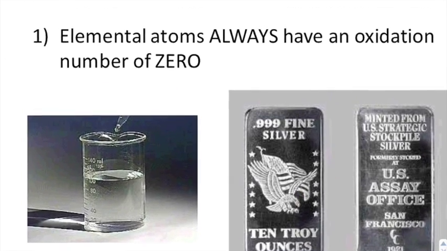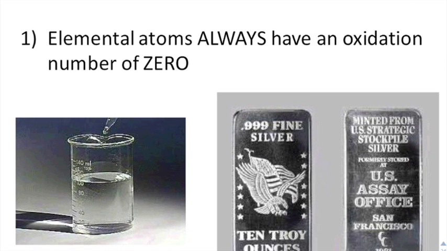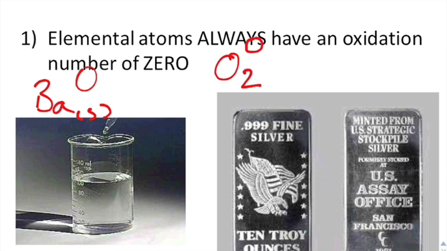Okay, whenever you assign oxidation numbers, there's a couple of rules that you have, and the first one is that elemental atoms are always 0. Now, elemental atoms mean if I have like barium by itself, and it's in its solid state, barium is going to have an oxidation state of 0. If it's O2, which is the elemental state of oxygen, oxygen exists as a diatomic, it's going to have an oxidation state of 0.